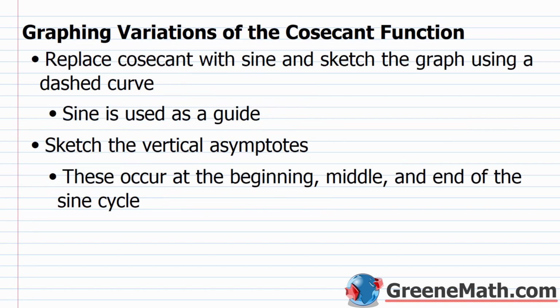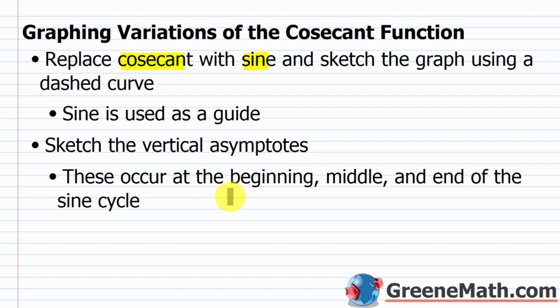This is pretty much the same thing as we saw with the secant function directions. We're going to replace cosecant with sine and sketch the graph using a dashed curve. That's your guide function. Sine is used as a guide. Sketch the vertical asymptotes. Again, because you have vertical shifts, you cannot just say that the vertical asymptotes will occur wherever the x-intercepts are on the sine graph that you're using as a guide. That will only work if you don't have any vertical shifts.